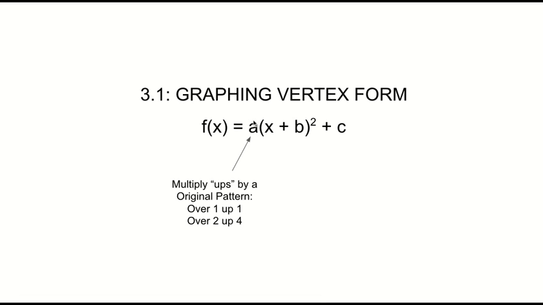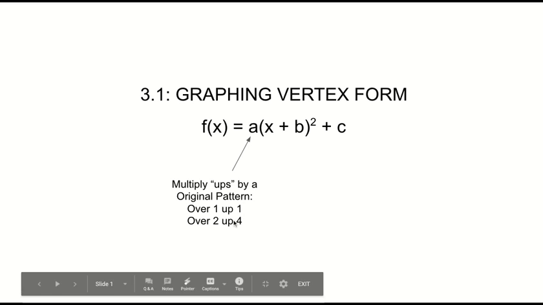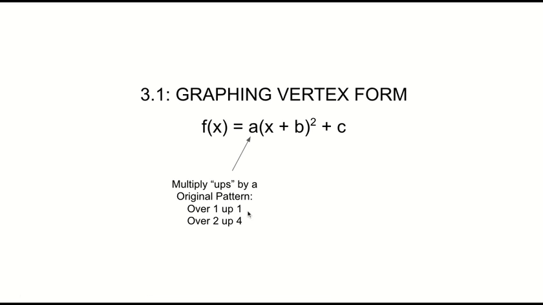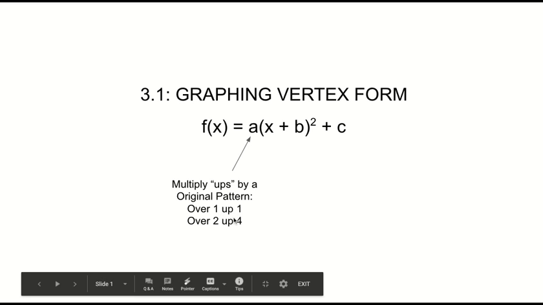So let's say this number was a 2. I would multiply just this part by 2. So it would go over 1 up 2, and over 2 up 8, because these two get doubled.